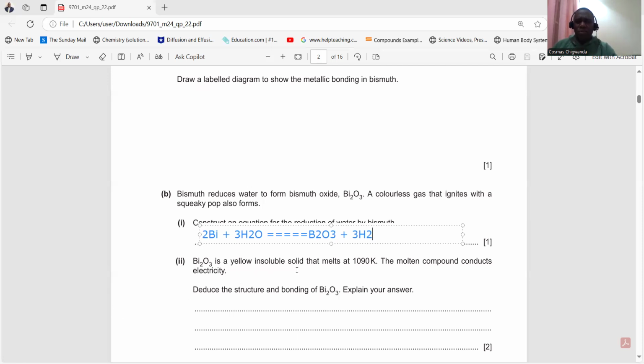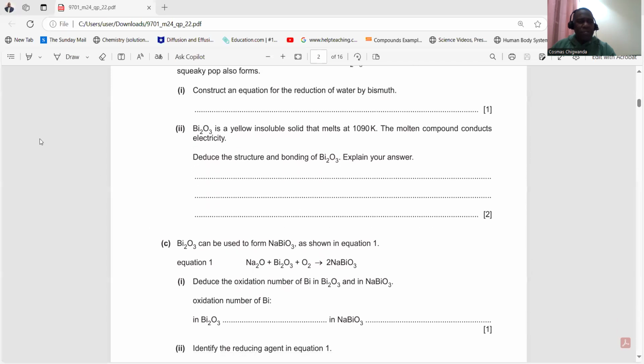Part 3. Bismuth oxide is a yellow insoluble solid that melts at 1090 kelvins. The molten compound conducts electricity. Deduce the structure and bonding of bismuth oxide. Explain your answer. So the properties that we've been given there can be used to tell us the structure and also the bonding. What we are going to do is mention the structure and then give a reason. We are going to have a property and then we also write our reason. So let's write our answer as follows.